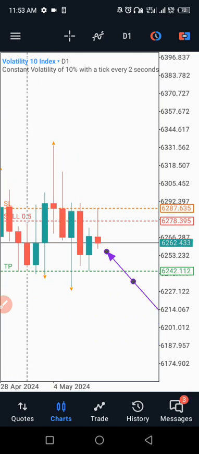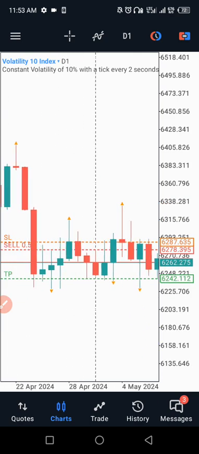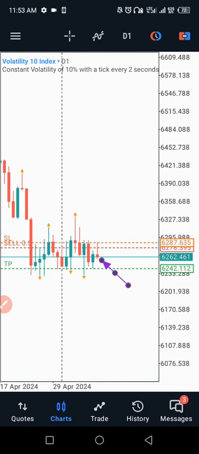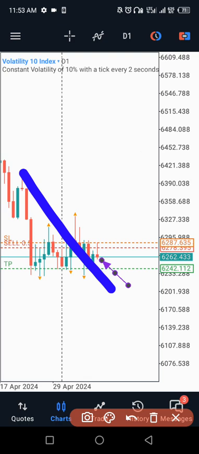So when I open my chart on the daily time frame, what I notice is that the market has been down so far. If the market has been down so far, what you want to do is note that whatever decision you'll be making should be in a downward direction.